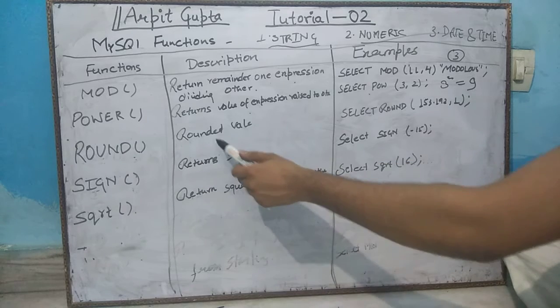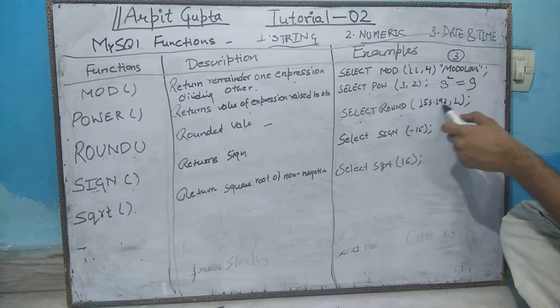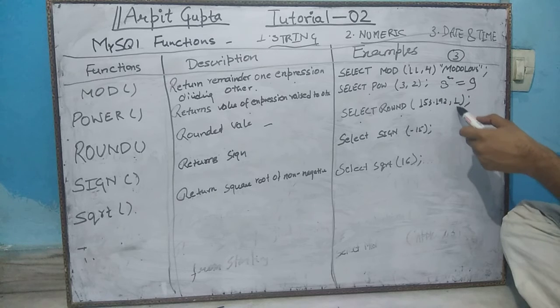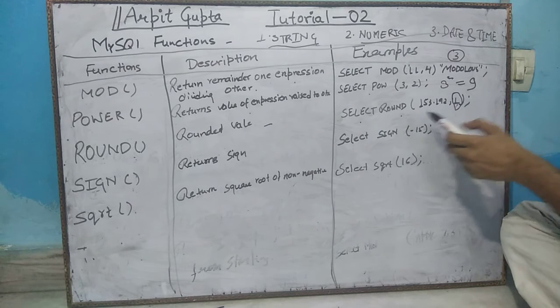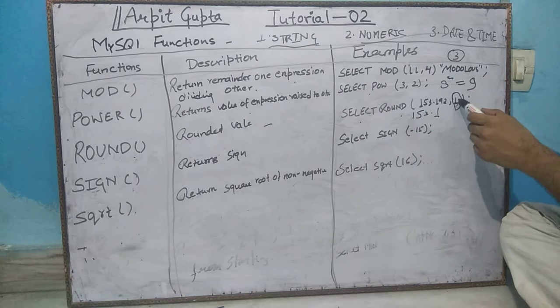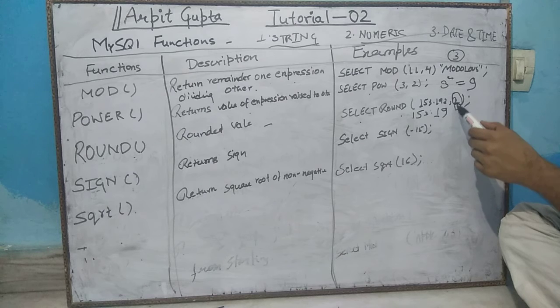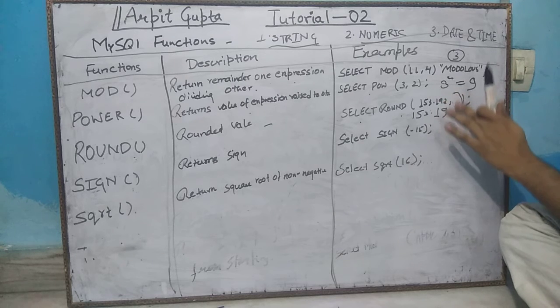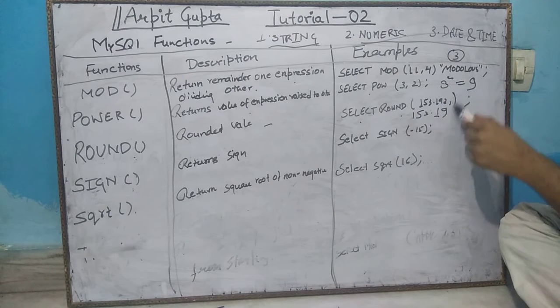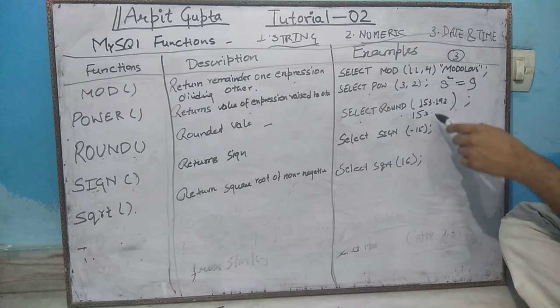Round returns a rounded value. For example, select round 153.192, up to the number of digits we want to round it. Here we want 1, it will give 1.3. If you want 2, then it will give 1.319. If we don't want any decimal digits, we will give 0.